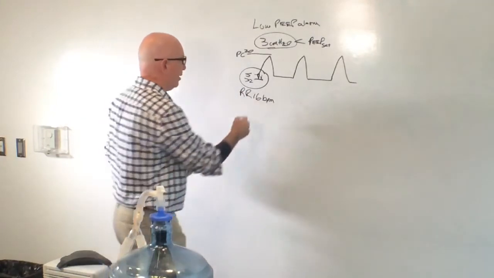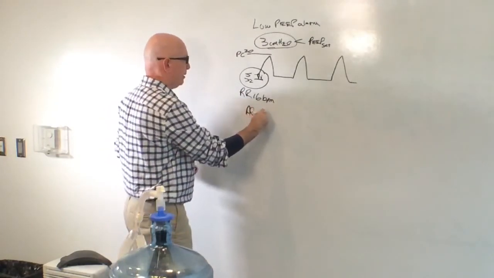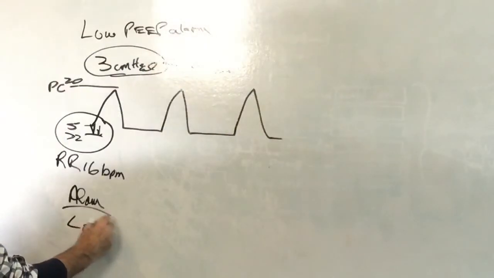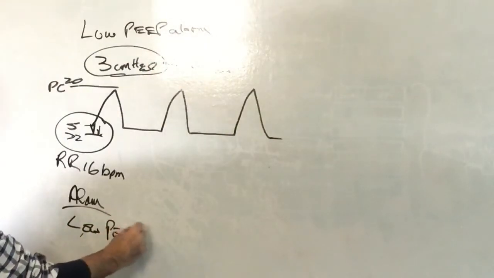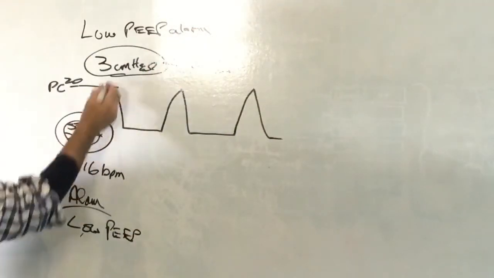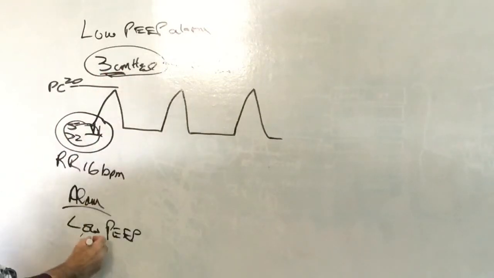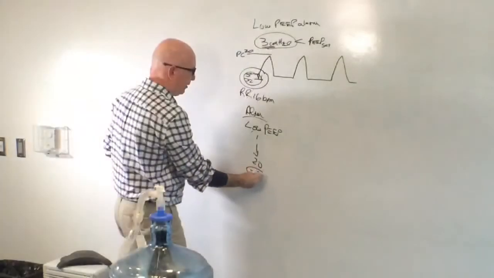But the point I'm getting at is this: in the background menu on the machine, in the alarm section, when you go to low PEEP, you can adjust this PEEP threshold of 3 centimeters of water anywhere from 1 all the way up to 20, or you can eliminate it altogether.